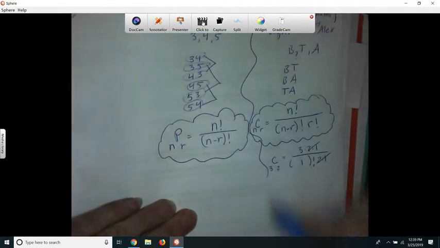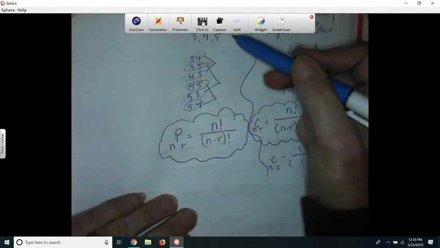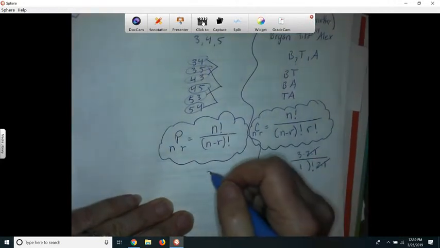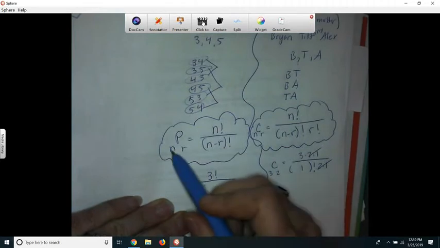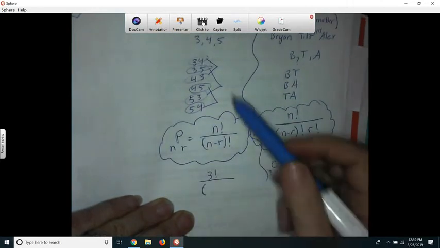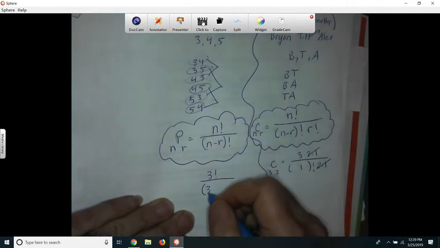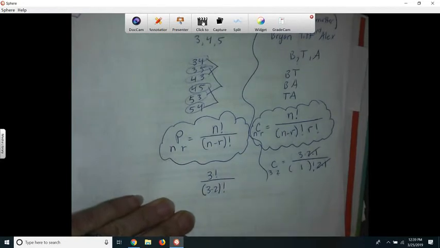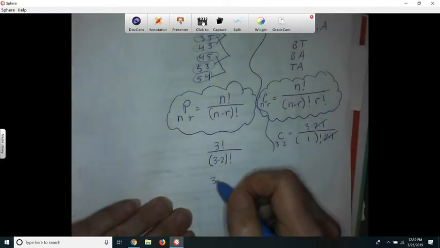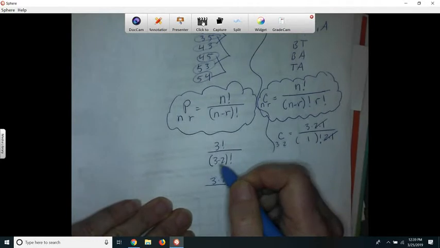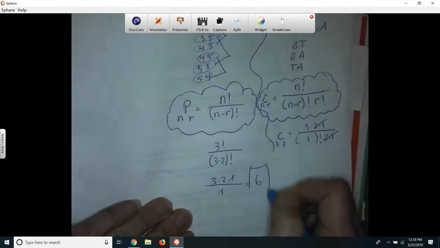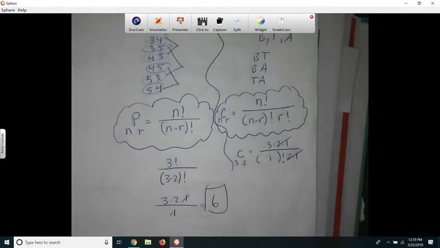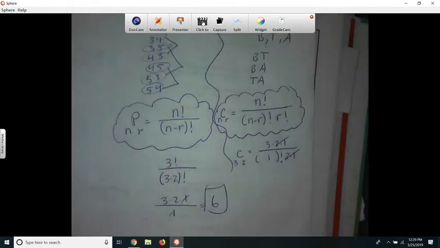And let's see if we get the right answer here. We had 3 digits, so it's 3 factorial. And then we had n minus r, they're taking 2 at a time, so 3 minus 2 factorial. So that's 3 times 2 times 1 over 1 factorial, which is 1, and I get 6. And that's what we said it was when we listed it out. So that's the longest video ever.